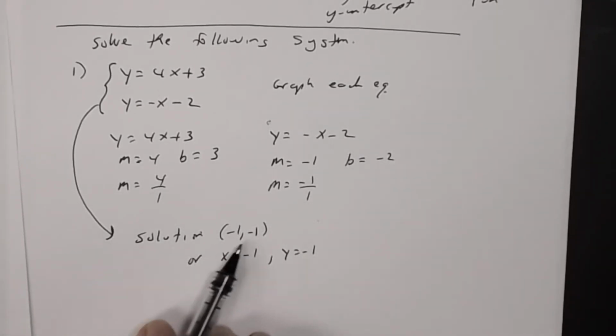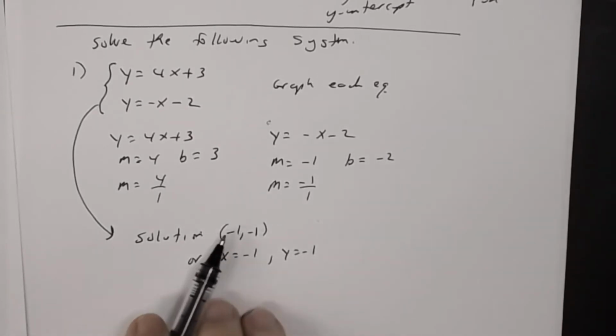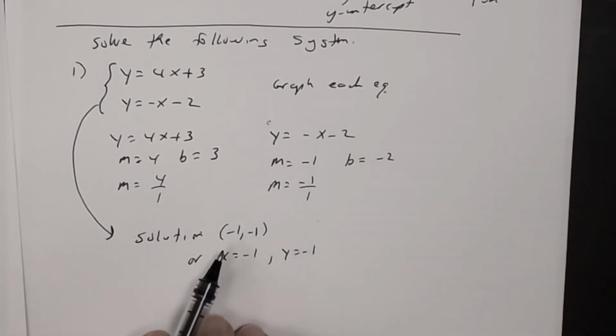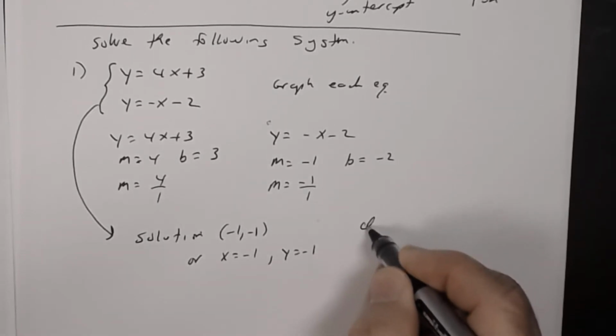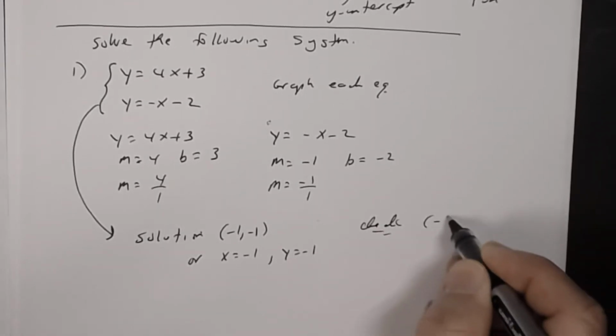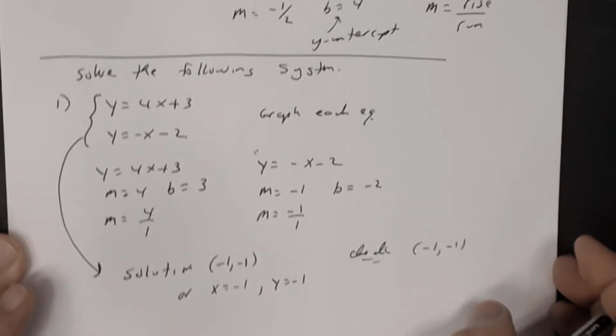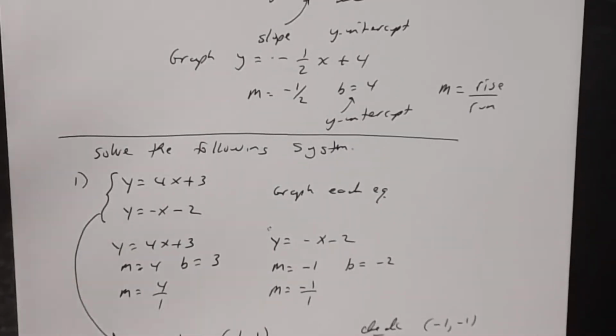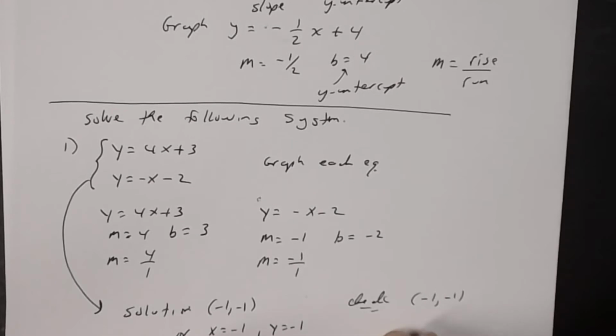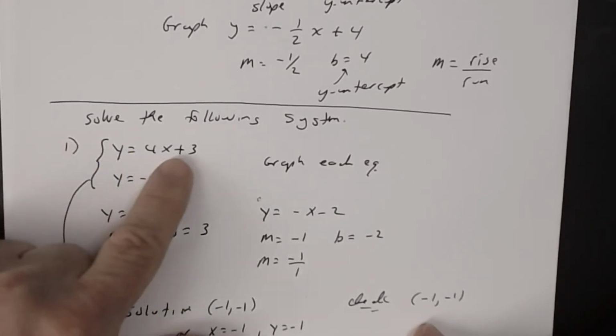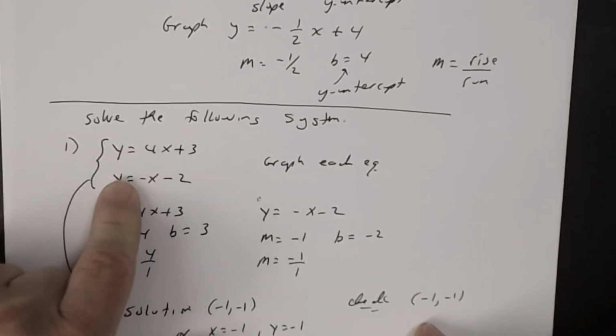Many times, though, they'll just say write the solution as an ordered pair. So you would need to write it as an ordered pair. Remember, x goes first, y goes second. So that's your solution. So let's check and see if this actually works. Remember, when solving a system by graphing, when solving a system period, you're finding the point that satisfies both equations at the same time.